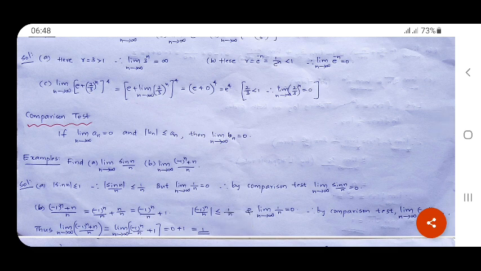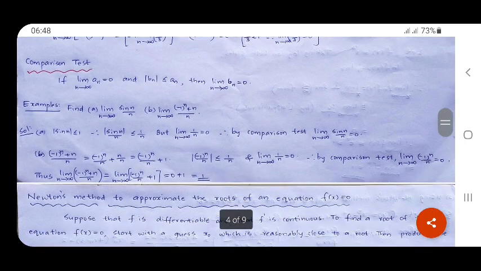Example, limit n tends to infinity sin n by n. And we know that modulus of sin n is less than or equal to 1. Therefore, modulus of sin n by n is less than or equal to 1 by n. And we know that limit n tends to infinity 1 by n is 0. Therefore, by comparison test, limit n tends to infinity sin n by n is equal to 0.